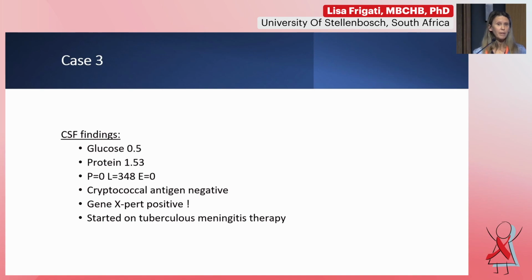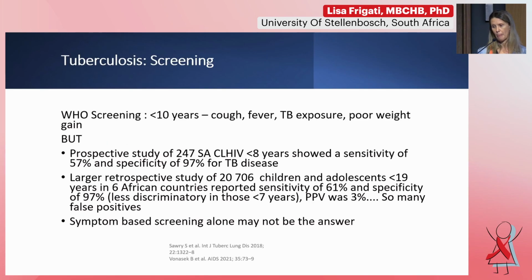We decided to LP him, and his LP had a high lymphocyte count, a high protein, and was gene expert positive for tuberculosis. So he started on tuberculosis meningitis therapy, and this is a case of IRIS possibly, but it just goes to show how carefully you have to follow up children that start ARVs.